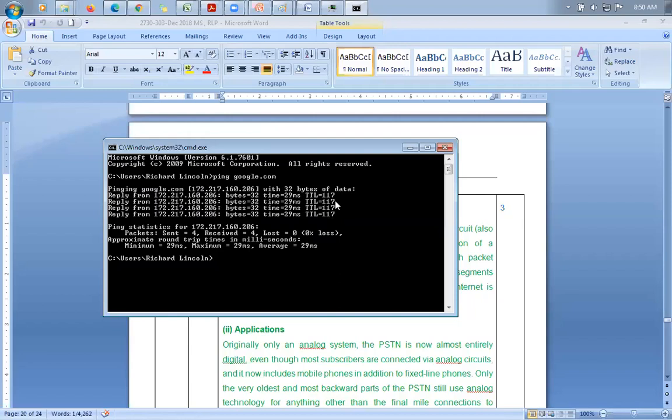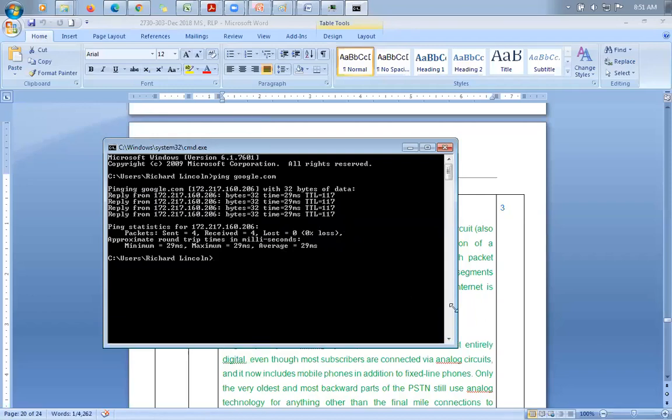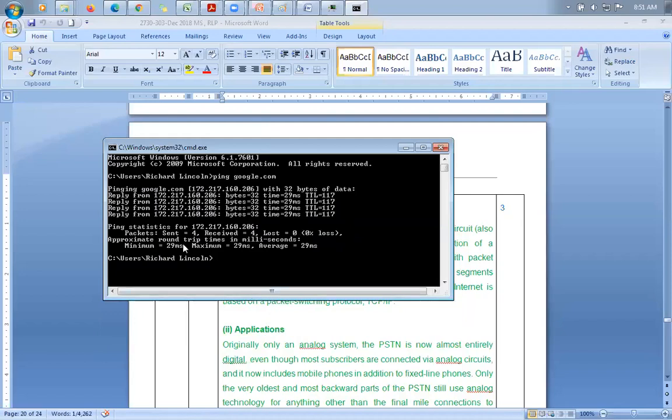172.217.160.206. Right. Here I'm seeing that I've got 4 replies. Packets sent is 4, and I have received 4, and loss is 0, which means there is no loss at all. So it's a 0% loss. Here you can also see some more information with respect to the packets, for example how much time it took, in milliseconds. Minimum and maximum are shown the same, 29 milliseconds, and the average is going to be 29.